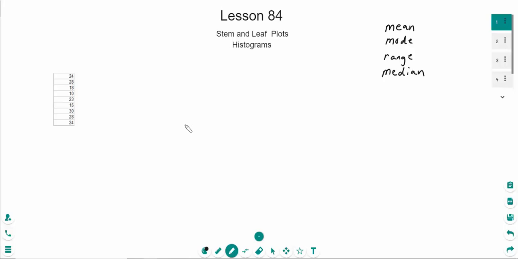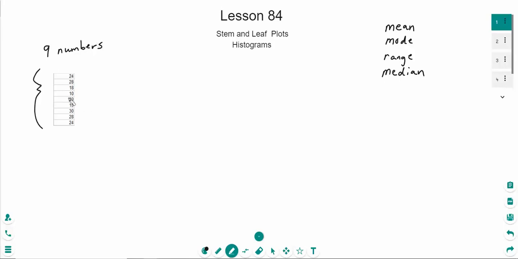So let's talk today about some strategies to visualize data and then find mean, mode, range, and median based upon that visualization. To begin with, we need some data. So let's say we have this data right over here. Okay, so we have, what is it? 1, 2, 3, 4, 5, 6, 7, 8, 9 numbers. So we have 9 numbers right here.